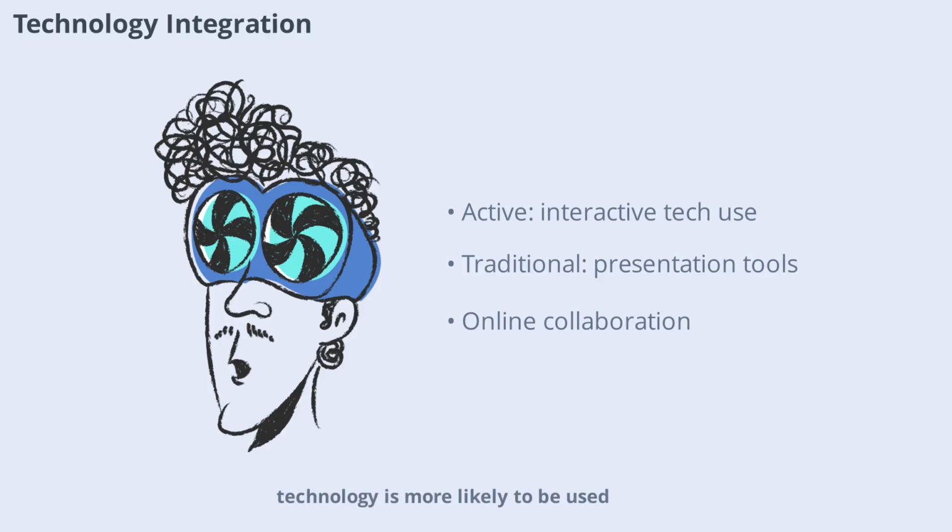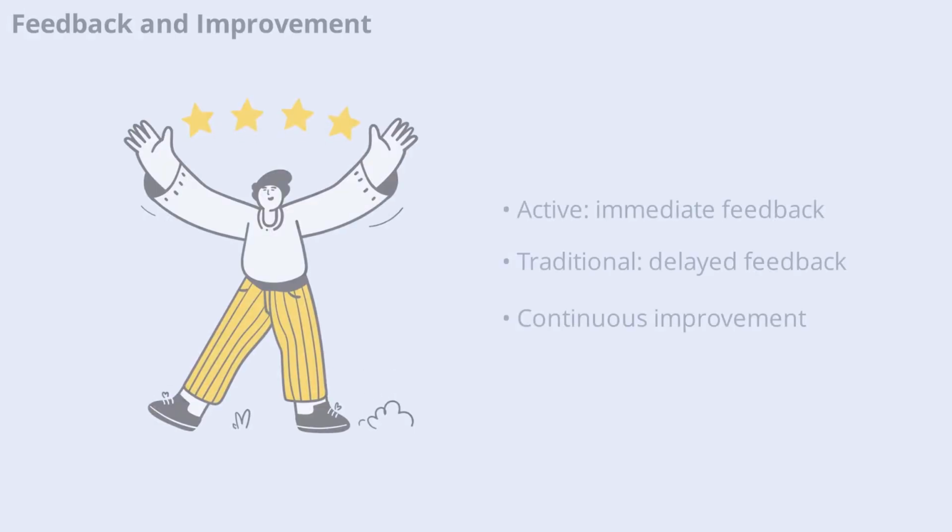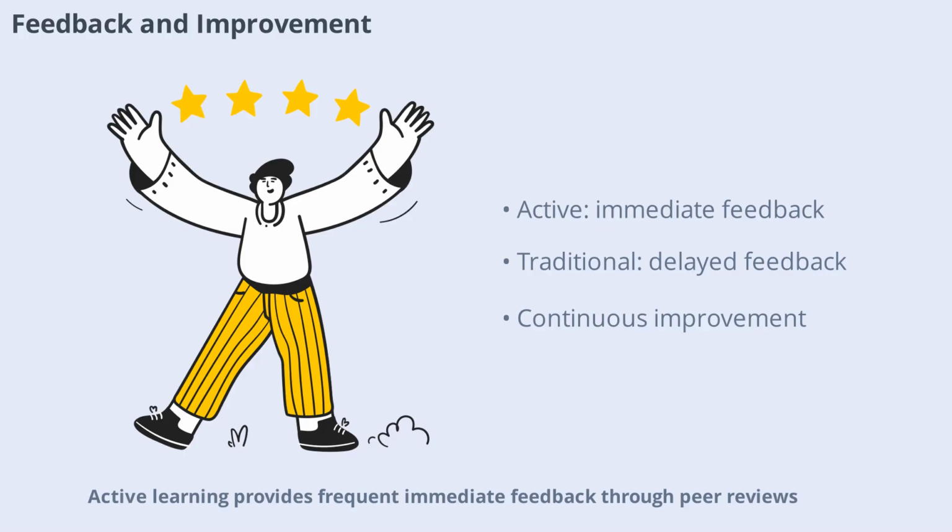In traditional settings, technology is more likely to be used for presentations or as a supplement to lectures, rather than as a central part of the learning process. Active learning provides frequent, immediate feedback through peer reviews, group discussions, and teacher guidance. This helps students identify strengths and areas for improvement in real time. Traditional learning often relies on periodic tests or assignments for feedback, which can delay opportunities for growth. Timely feedback is crucial for helping students adjust their learning strategies and achieve better outcomes.